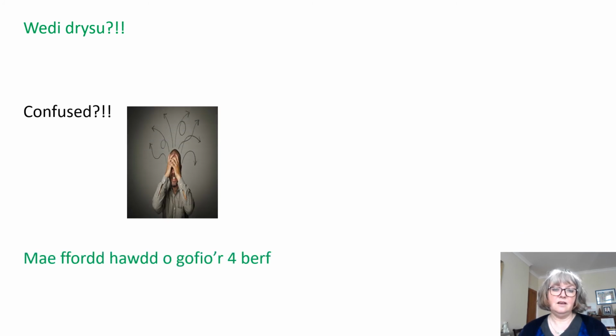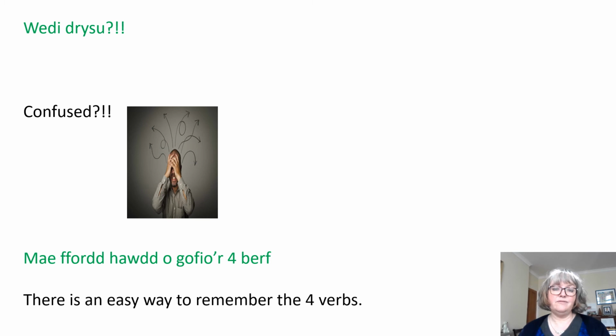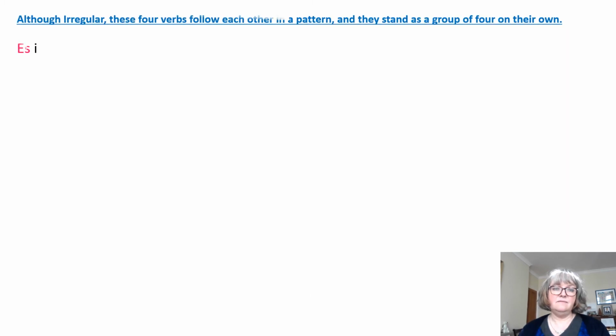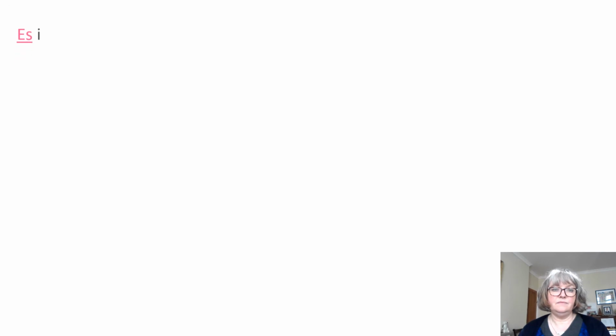Wedi drysu? Are you rather confused? There are four easy ways to remember, pedwar ffordd hawdd. Because in the group of four, they tend to follow each other in a pattern. So once you learn es, for mynd, cesi for cael, you just add a C. For gwneud, you add gwn, gwnes i, and des i for dod. So you add the letter that the verb starts with. Es, cesi, gwnes i, des i.